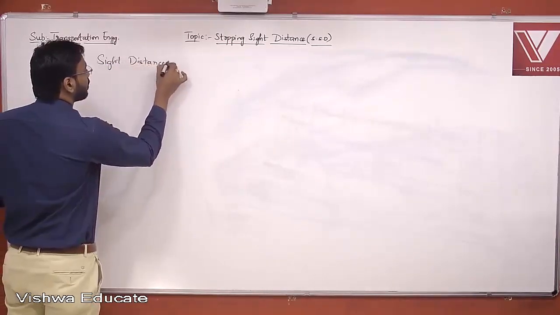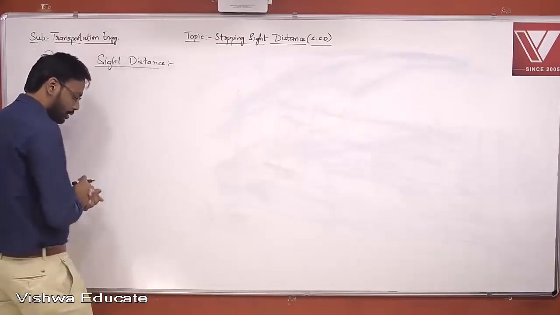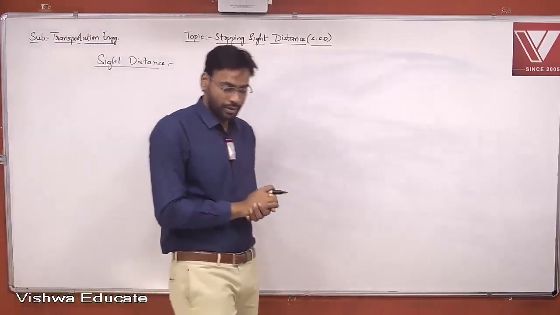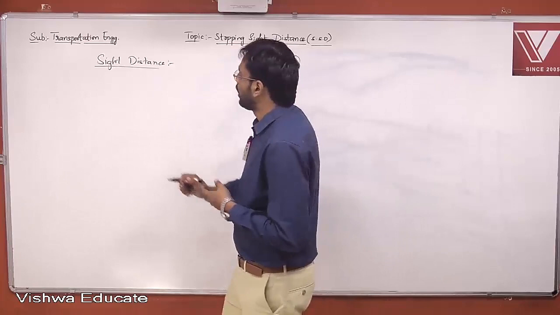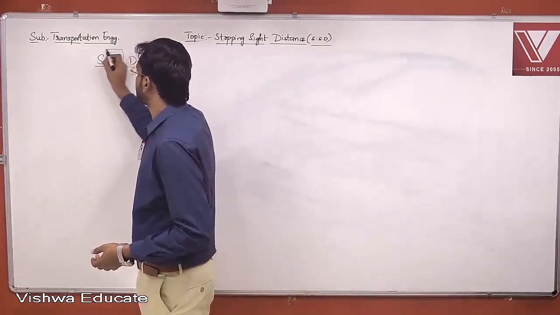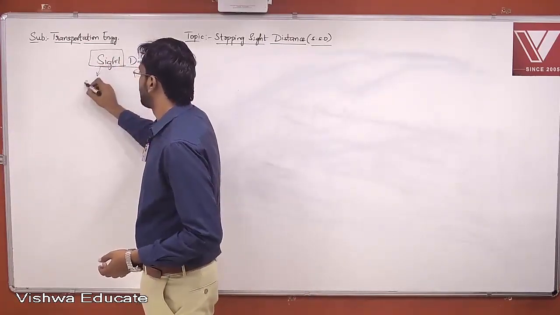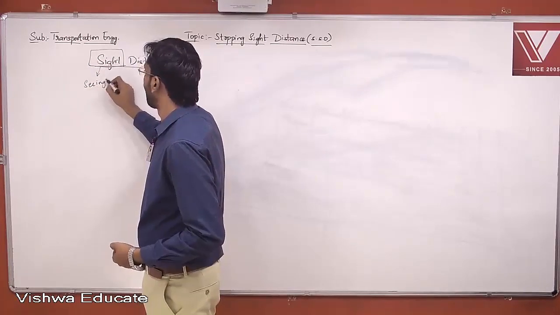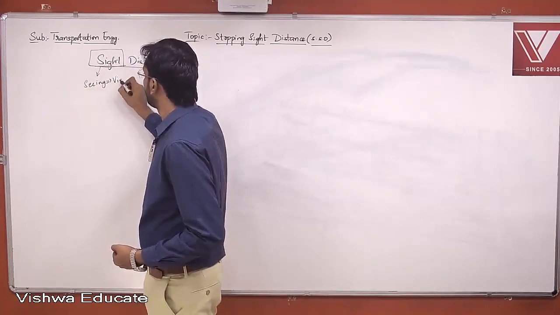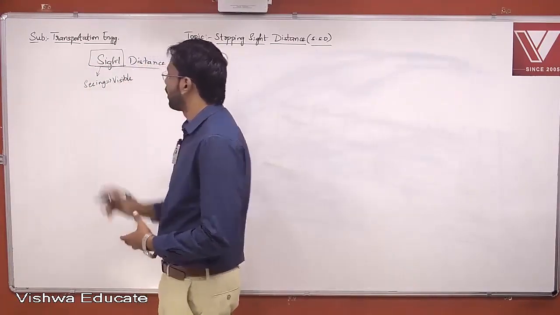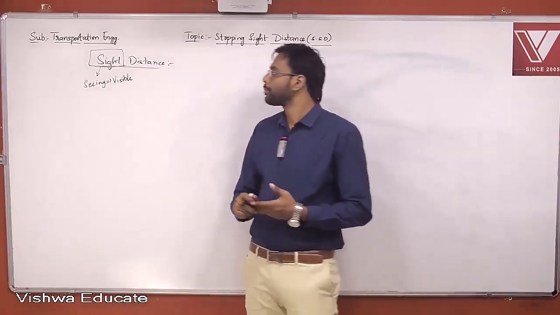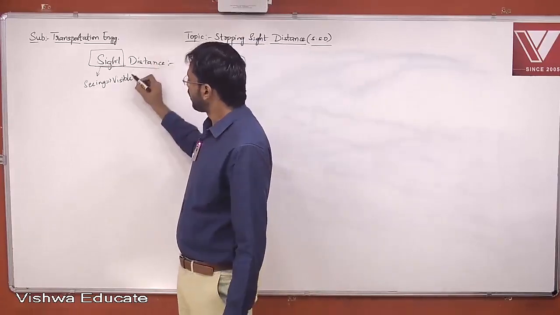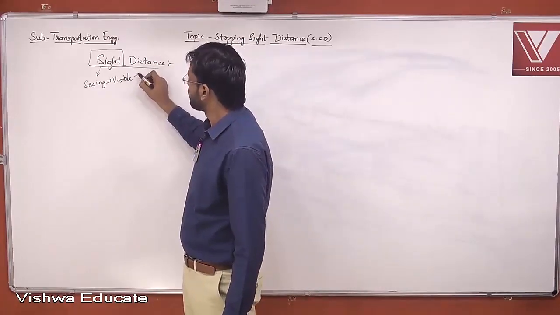The first element is sight distance. Now, what is sight distance? It's a very simple term. Sight means seeing, right? Seeing, or nothing but visible. So sight is seeing, that is visibility, and distance. Now, I combine these two things.